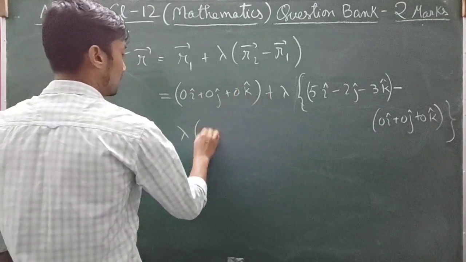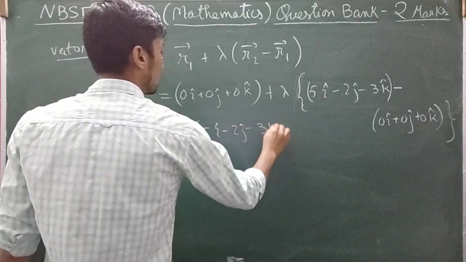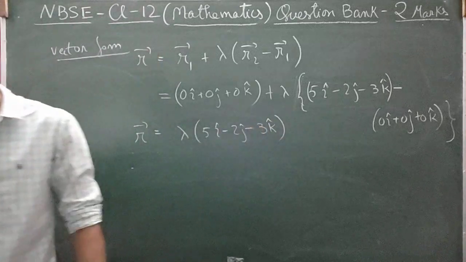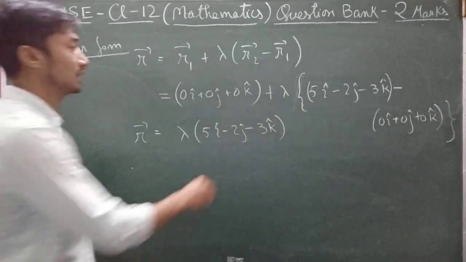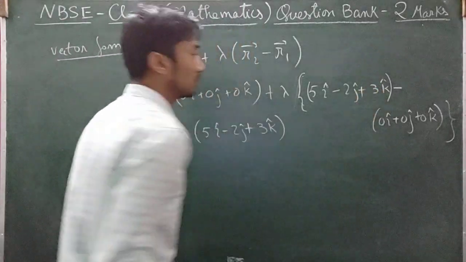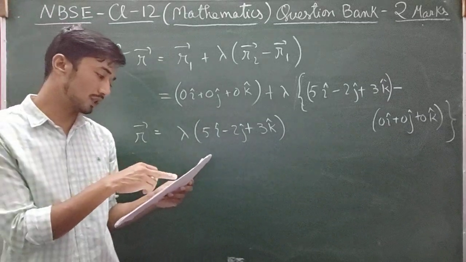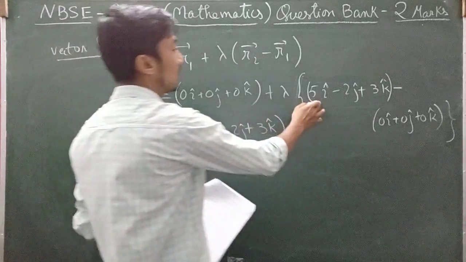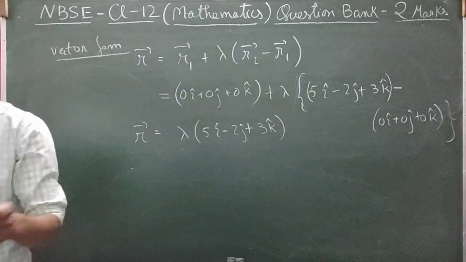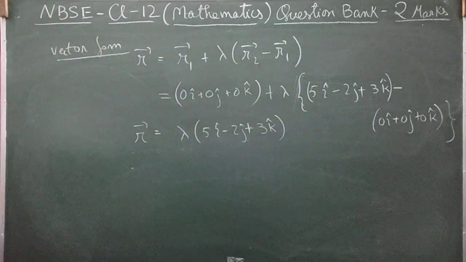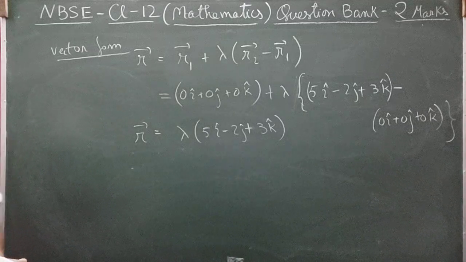So that's lambda 5i minus 2j, was it minus or plus? Plus 3k. I guess this is plus because the point was 5, minus 2, 3. So definitely 5 minus 2 plus 3. So that's going to be lambda 5i minus 2j plus 3k. I hope that's fine. Alright.